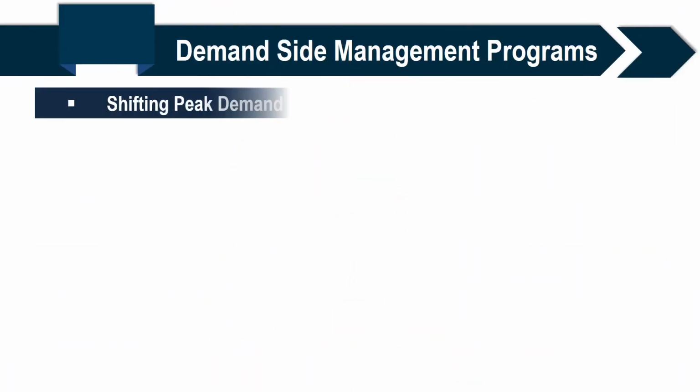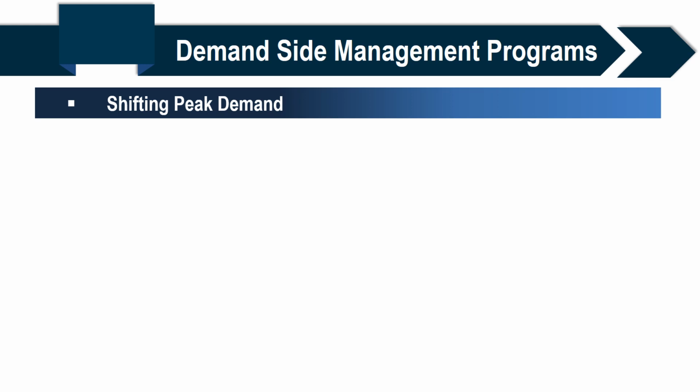The major challenge with utilities is providing power when there is a peak demand. So one of the critical aspects of demand side management program is to enable customers to shift their peak usage. And for that, there are multiple methods and programs adopted by different utilities.